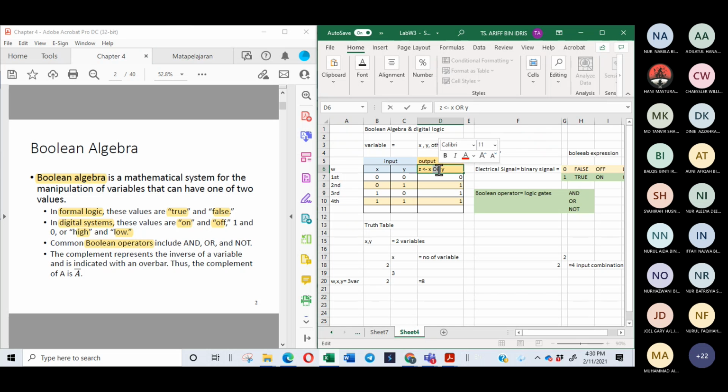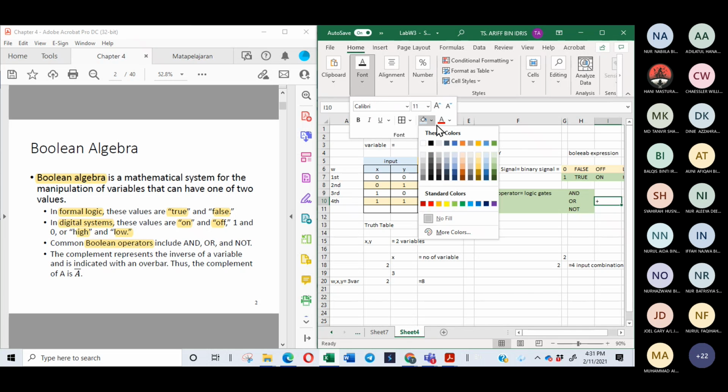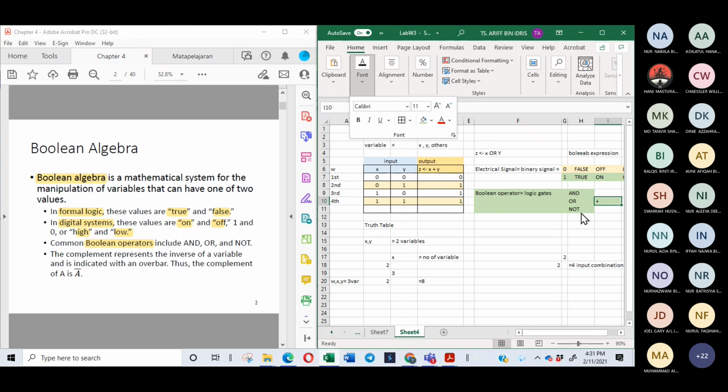or you can put it as X plus Y. You have to differentiate this. When you talk about Boolean expression or Boolean algebra, X plus Y, the plus is actually equivalent to OR gates. So for OR gates, you may use plus, but this is not a plus or addition. This is an OR gate. Class, are you clear for OR gates?